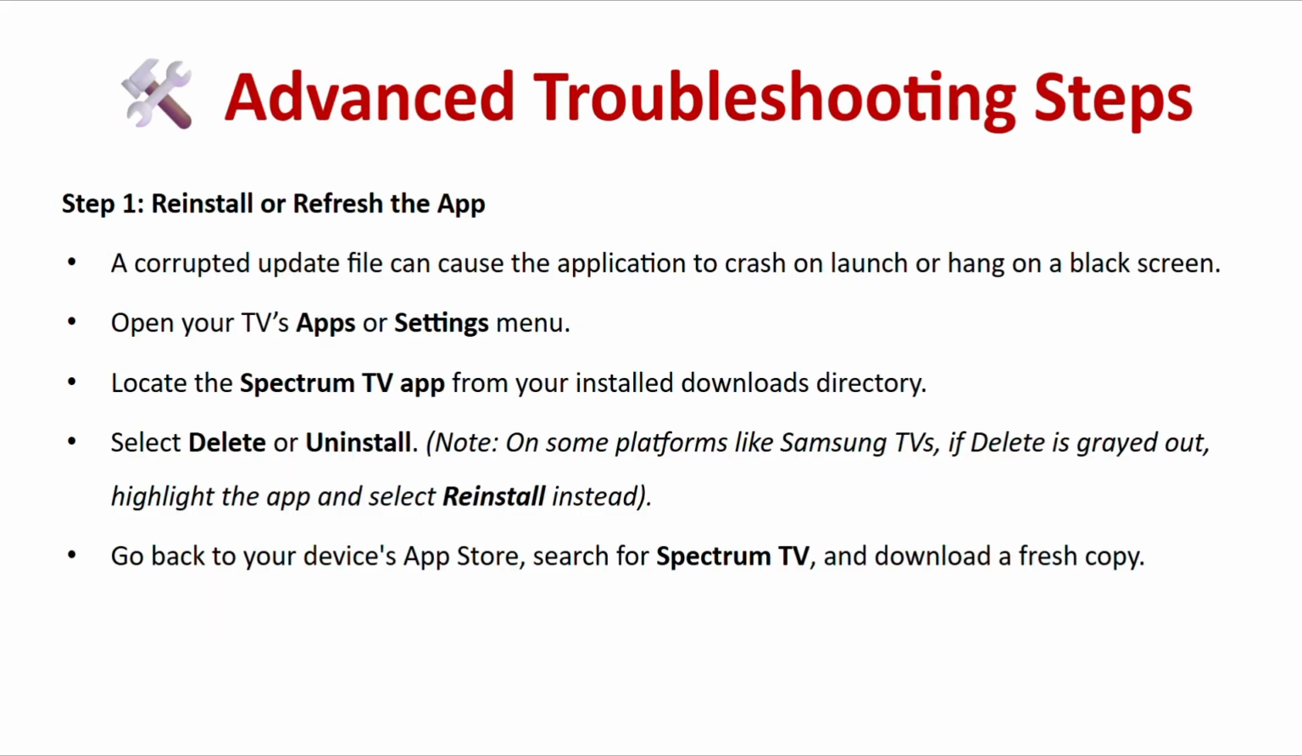Here are some advanced troubleshooting steps. Step 1. Reinstall or refresh the app. Open your TV's app or settings menu and locate the Spectrum TV app from your installed download directories. Now select delete or uninstall. Note, on some platforms like Samsung TVs, if delete is grayed out, highlight the app and select reinstall instead. Now go back to your device's app store, search for Spectrum TV and download a fresh copy.